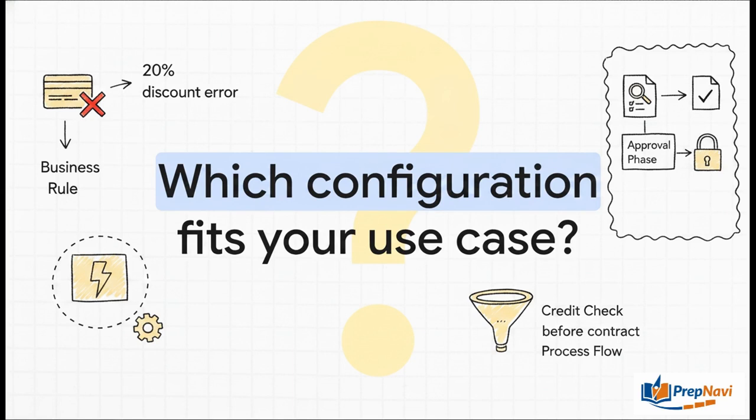The test is going to hand you a scenario and ask you to pick the absolute best solution. Let's say the requirement is, ensure the user cannot enter a discount greater than 20% without seeing an error immediately. If you choose a business process flow for that, you've failed the question. Why? Because a BPF does not evaluate real-time field constraints efficiently. That is 100% the job of a business rule. Conversely, if they want you to ensure the user completes a credit check before moving a contract to the approval phase, well then, a business process flow hits the nail right on the head. It's all about matching the tool to the intended user experience.